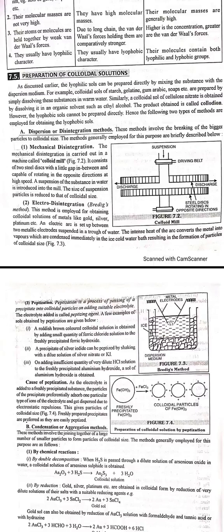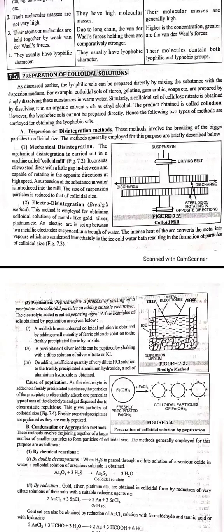So, the first one is mechanical disintegration. The mechanical disintegration is carried out in the machine called colloid mill. It consists of two steel discs with a little gap in between and capable of rotating in opposite directions at high speed. A suspension of the substance in water is introduced into the mill. The size of suspension particles is reduced to that of colloidal size. We can see its diagram in figure number 7.2.